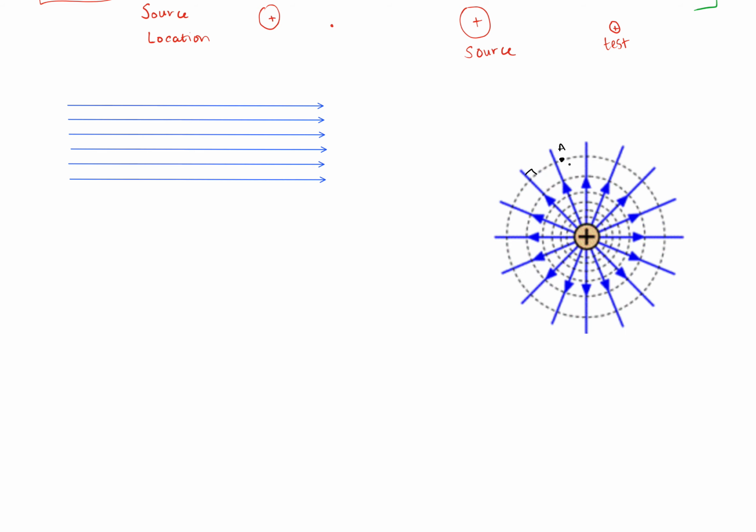to use 2 points on this line. So I'll pick here point A and then point B. Now, if I were to move something from point A to point B, or if I were to compare point A to point B, I could compare a few different things. I could say that the electric field at A is equal to the electric field at B because they have the same radial distance from the source.